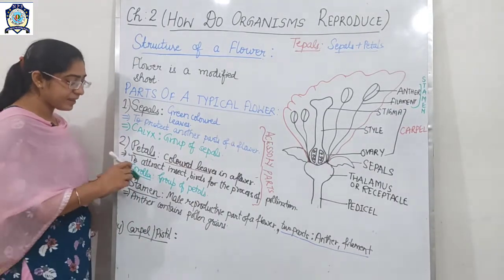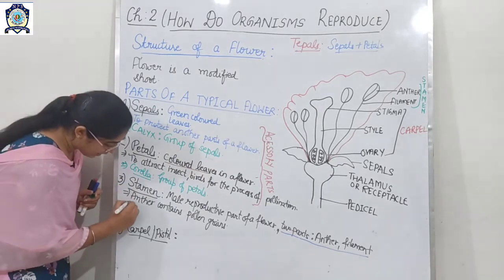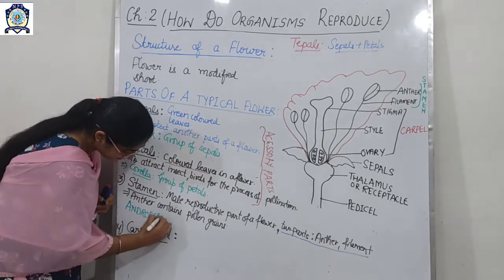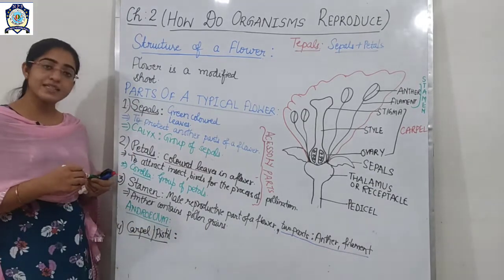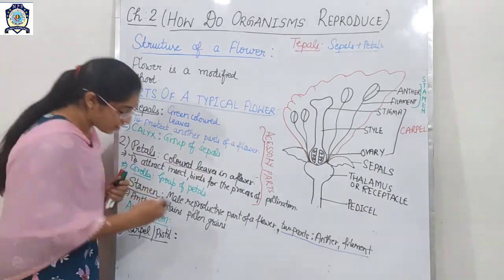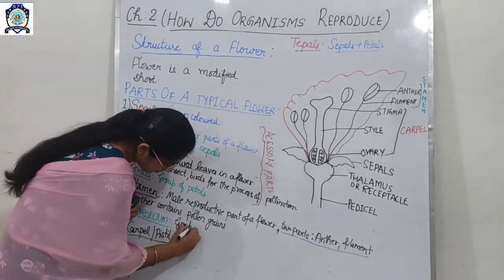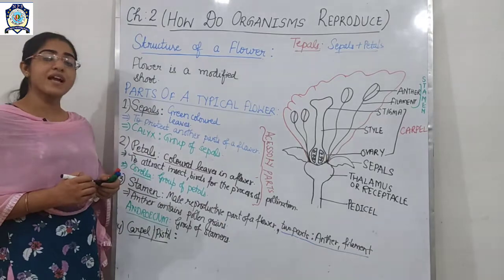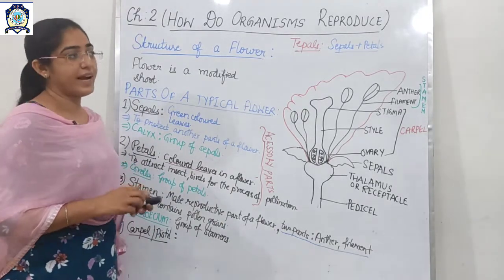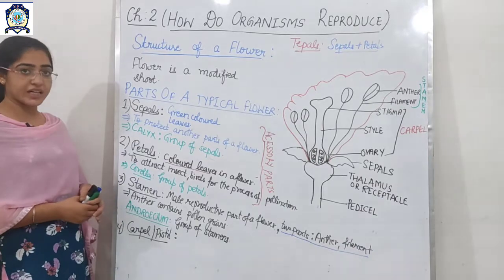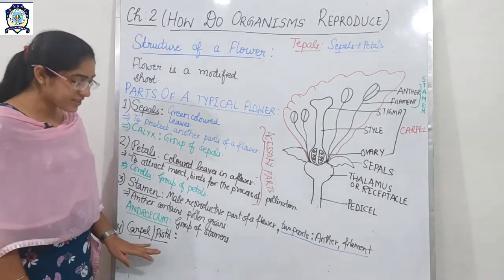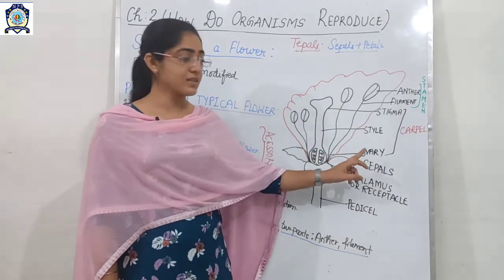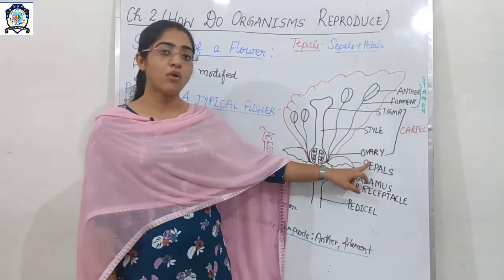Okay, and in a similar way, group of stamens is called the androecium. So what is androecium? Androecium is a group of stamens. So group of stamens is called the androecium. And androecium is the male reproductive part of a flower. Next is the carpel or the pistil. So a carpel generally has three parts: stigma, style and ovary.